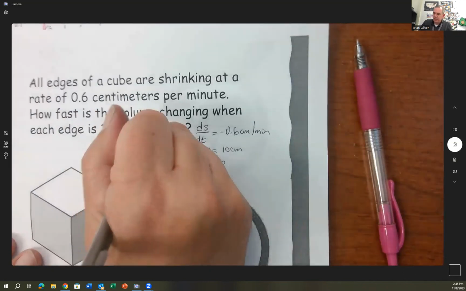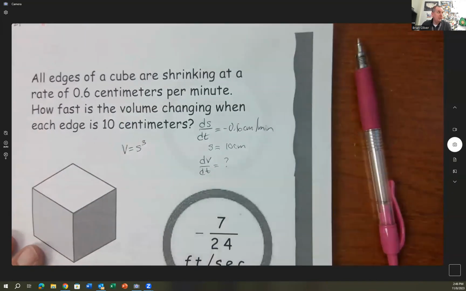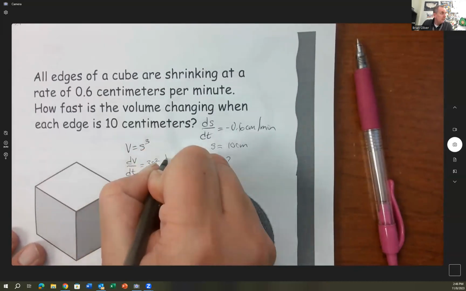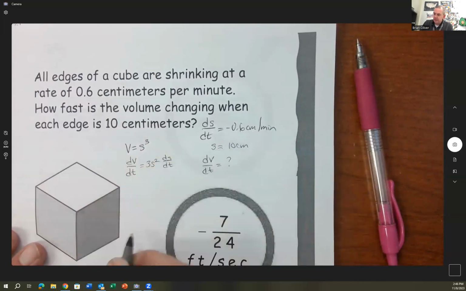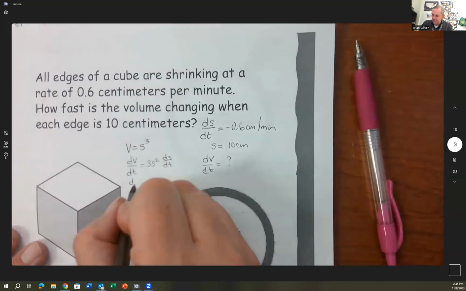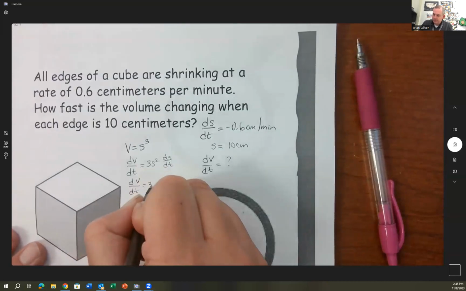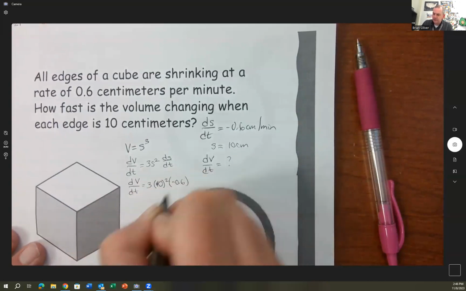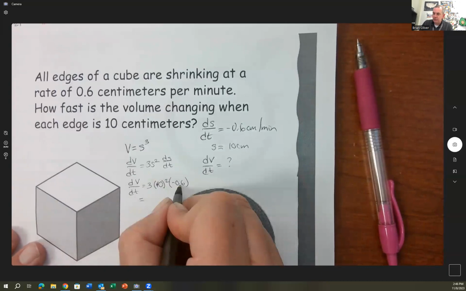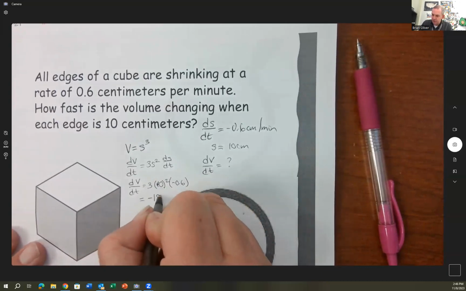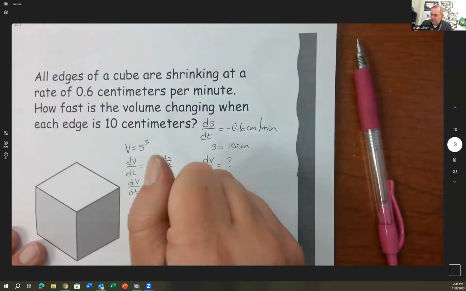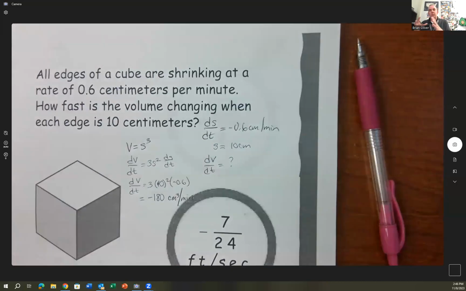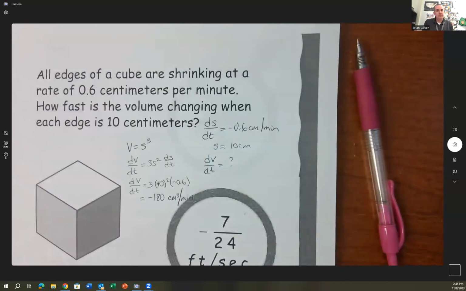So volume equals side cubed of a cube. So dV dt, implicit differentiation, equals 3s squared ds dt. So dV dt is going to equal 3 times 10 squared times negative 0.6. So that's going to give me 300 times negative 0.6. That's going to give me negative 140. And what we're going to talk about is cubic centimeters per minute, because its sides are getting smaller, the cube's getting smaller. So that's why that is doing it.